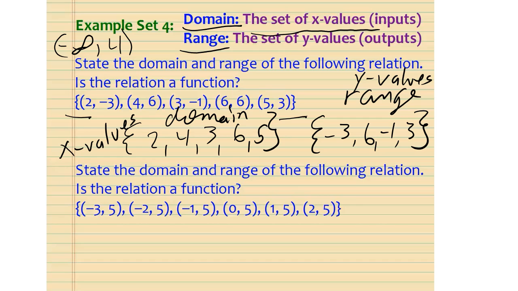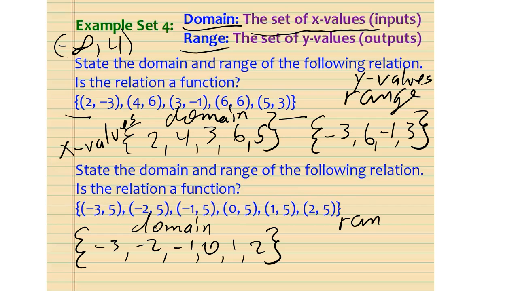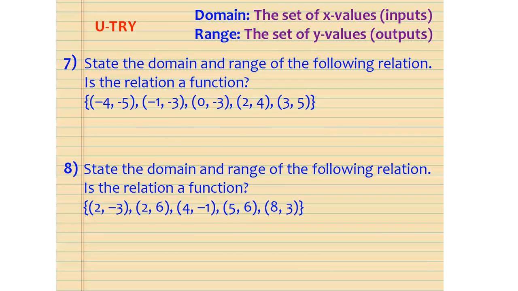So what would be the domain of the following relation? Domain would be negative 3, negative 2, negative 1, 0, 1, and 2. And the range would be 5. The only thing in the range is 5. Do I need to write it over again? No, I just write it. Here's your U-try for domain and range. Determine the set of x values and the set of y values.